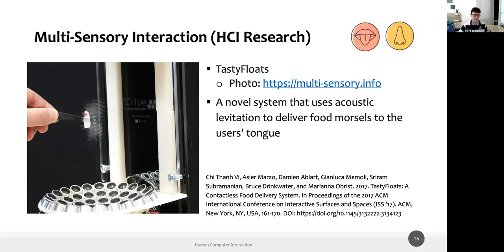And I don't remember if this portion of food is also produced by the same machine, or if you just need to put it here. But on the website you can have more details, also probably a video and so on, if you're interested. It's an interactive system that uses levitation, acoustic levitation in this case, to deliver a morsel to the user's tongue, so people can actually eat it while levitating. And this tastes a little bit different than the same morsel put in the mouth in a non-levitating setting.